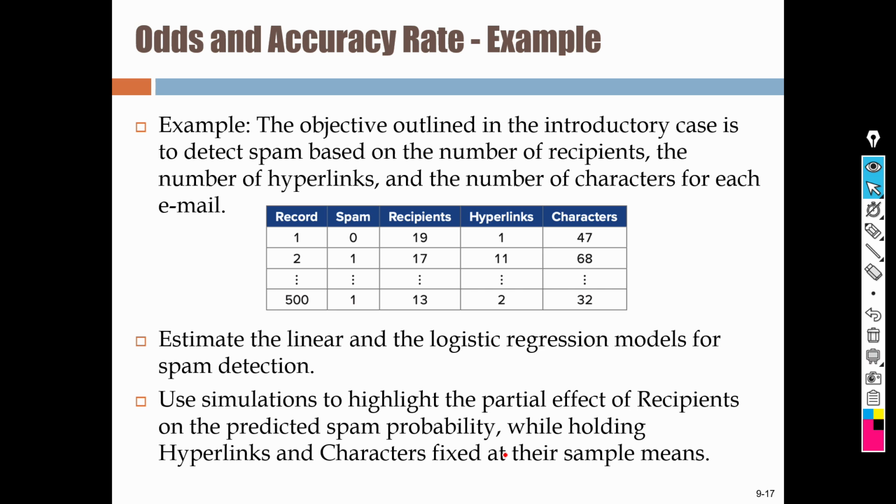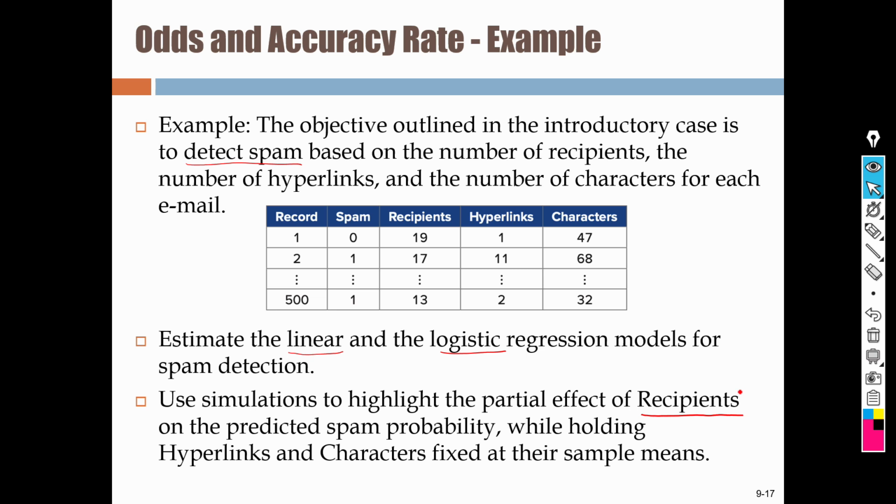Okay, the objective outlined in the introductory case is detecting spam. So this is actually the spam example. Estimate the linear and logistic regression. We can do the linear regression and logistic regression on two cases. Use simulation to highlight the partial effect of the recipient.